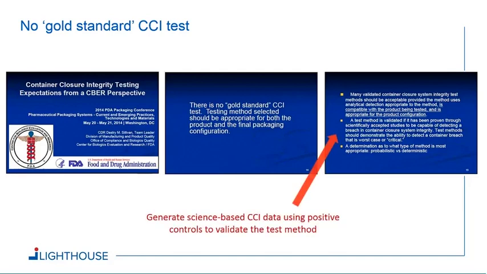And if you can read the smaller print in this third slide, a test method is validated if it has been proven through scientifically accepted studies to be capable of detecting a breach in container closure system integrity. The test method should demonstrate the ability to detect a container breach that is worst case or critical. So again, there is a requirement to generate science-based CCI data to validate a test method. And it could be that one test method will be more applicable for a certain product than another. So there is no gold standard CCI test method.